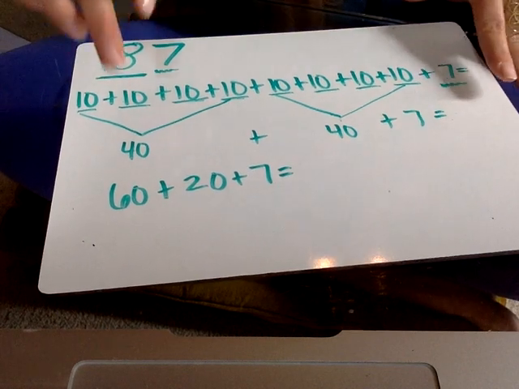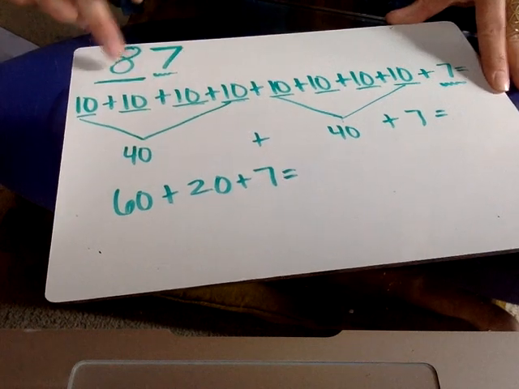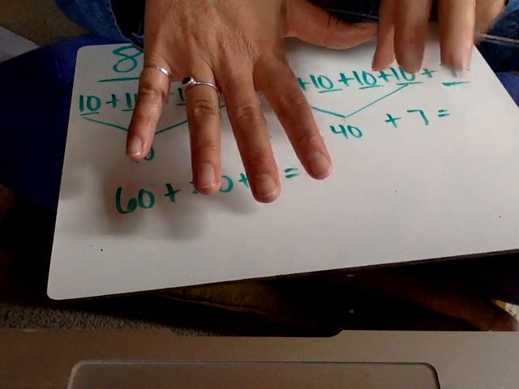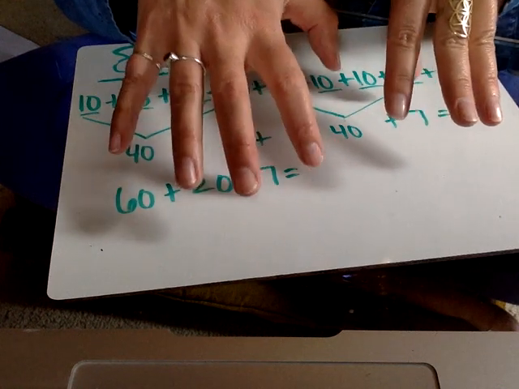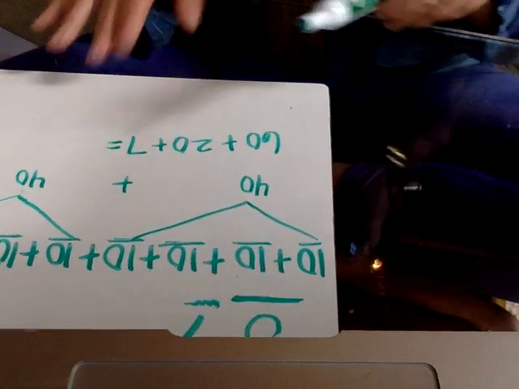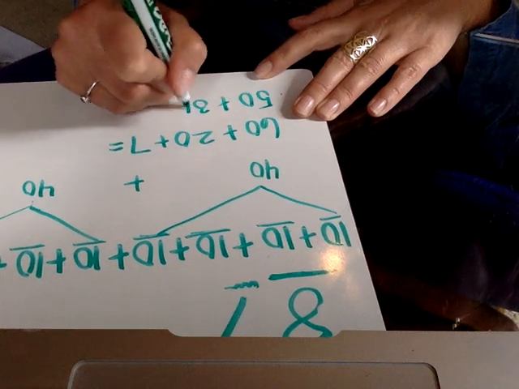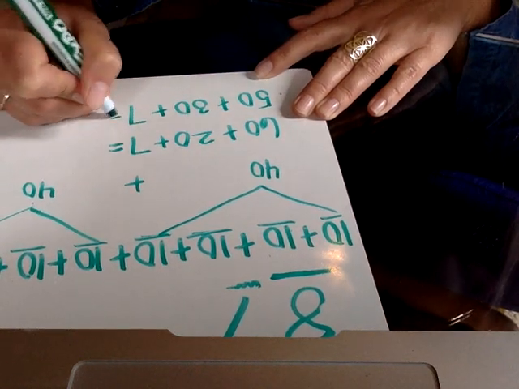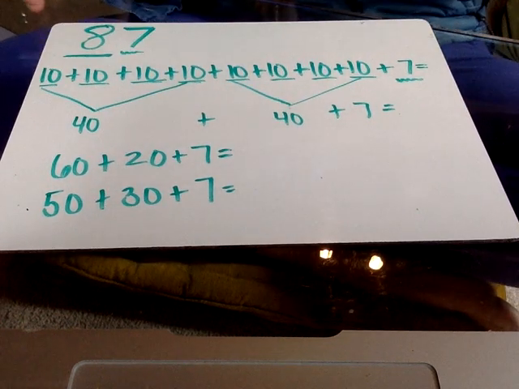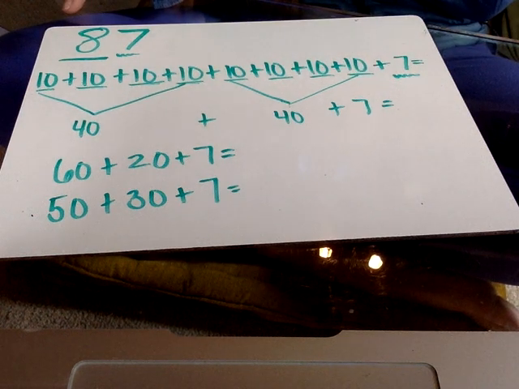I can do 5 plus 3 equals 8, right? 5 and then 6, 7, 8. But I need to make it 10, so it's 50 plus 30. So I'm going to do that. 50 plus 30 plus 7. I can't forget that, right? Okay, and there's lots of different ways to go about this. Okay, so maybe you have more ways that you want to write.